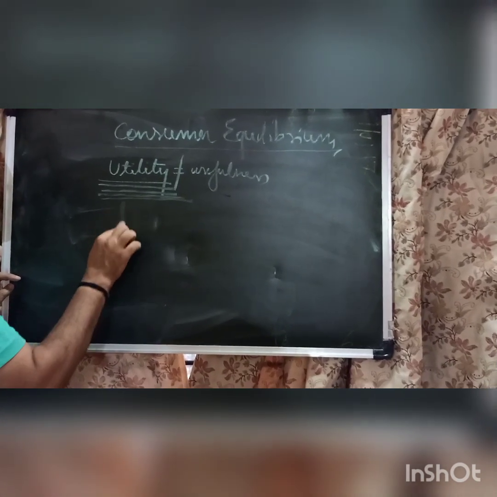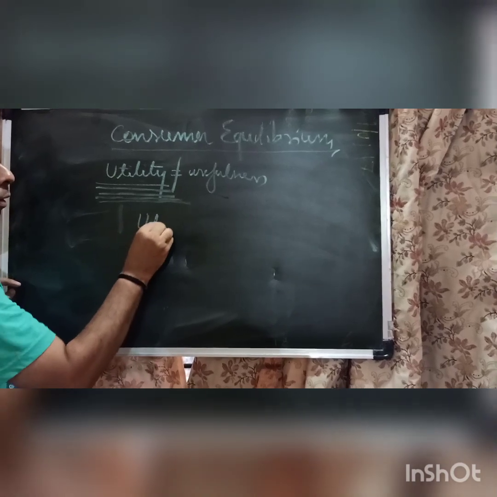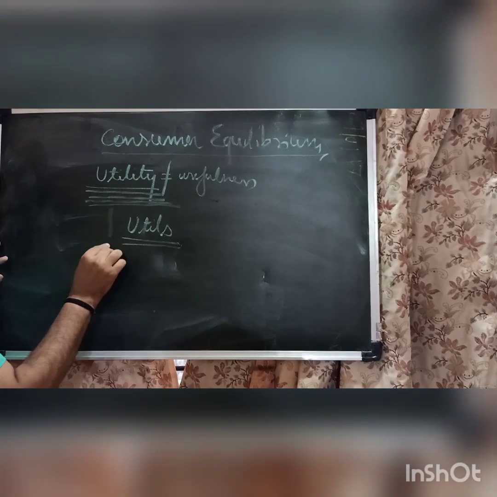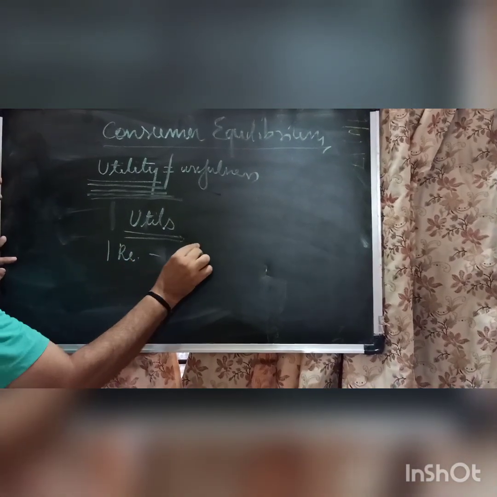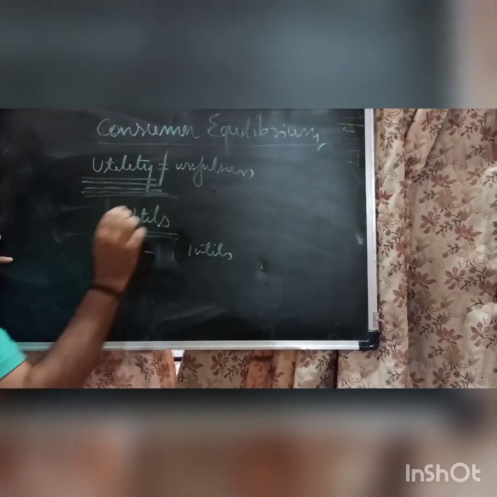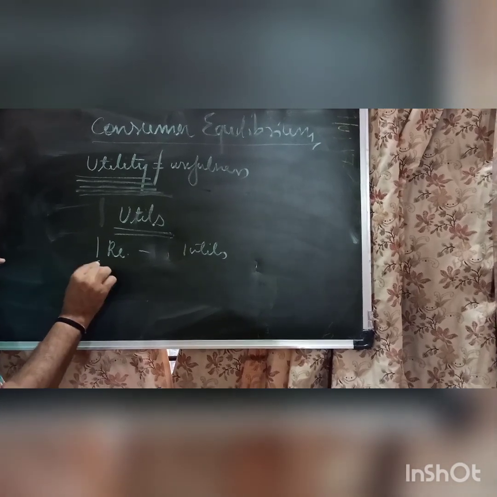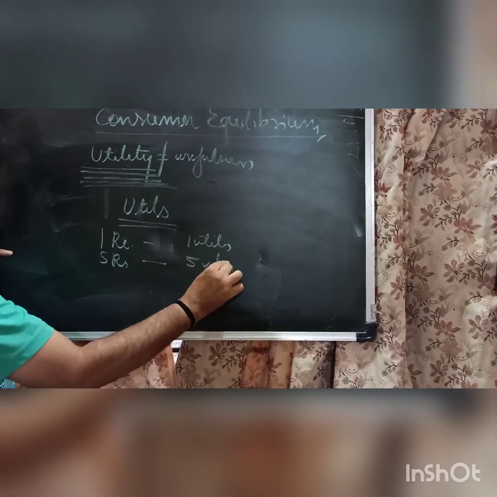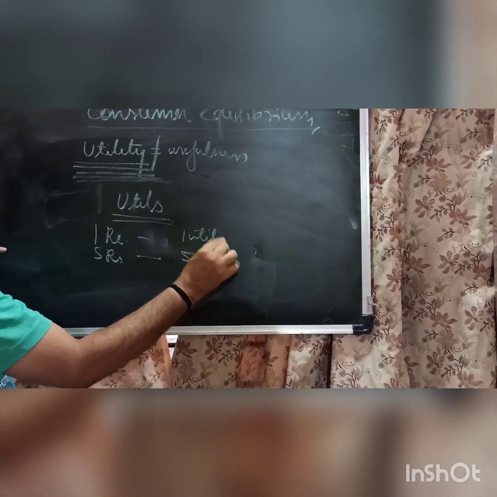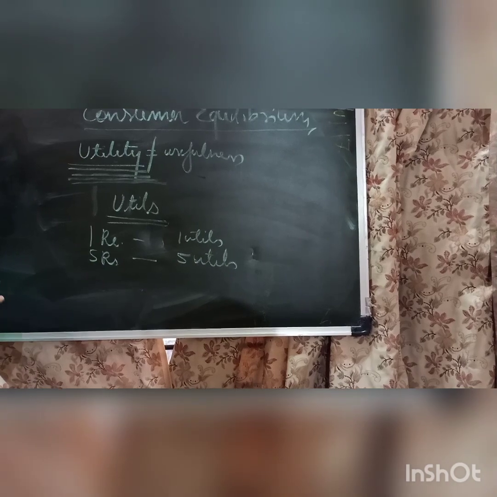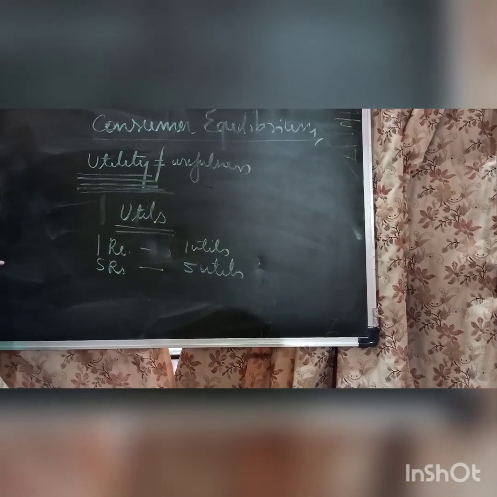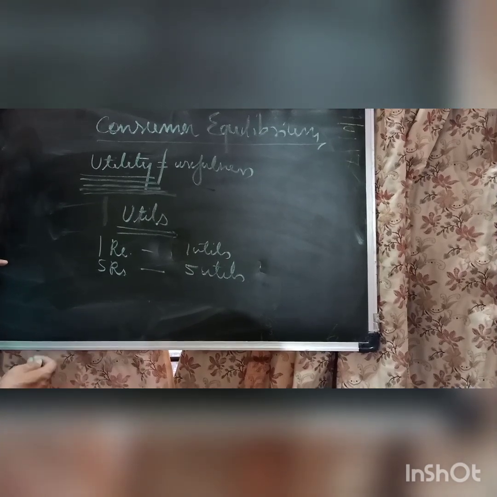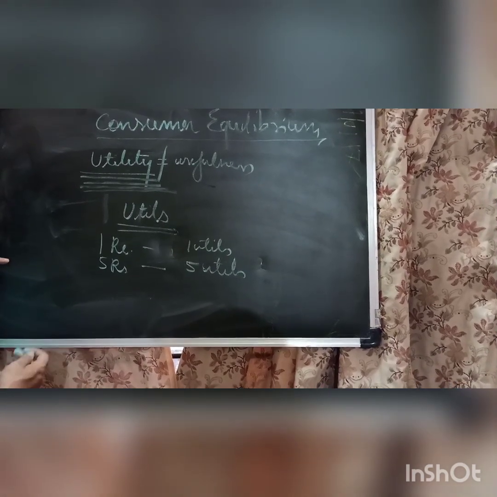Suppose the utility is measured in utils. Suppose 1 rupee is equal to 1 util and I am having an ice cream of rupees 5. So I am consuming 5 utils, and utils has no exact level of measurement.